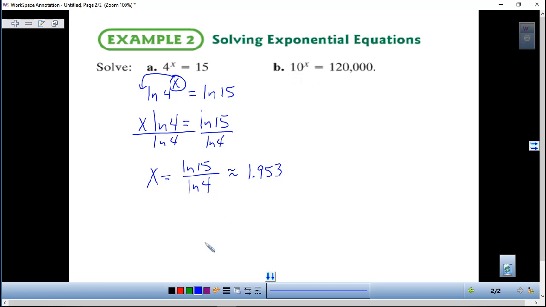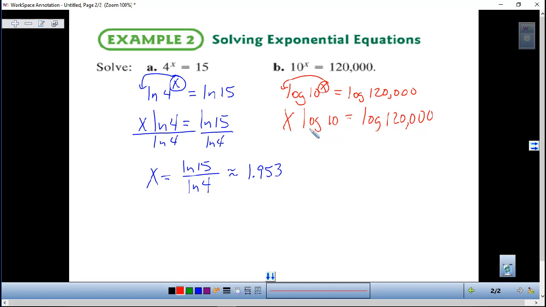All right, now with this problem over here, since we have a base of 10, we can actually use the common log. If we use the common log of 10 to the x power equals the common log of 120,000, we can use that power rule for logs again. And x times the common log of 10 equals the common log of 120,000. Well, the common log of 10 is just going to be 1.